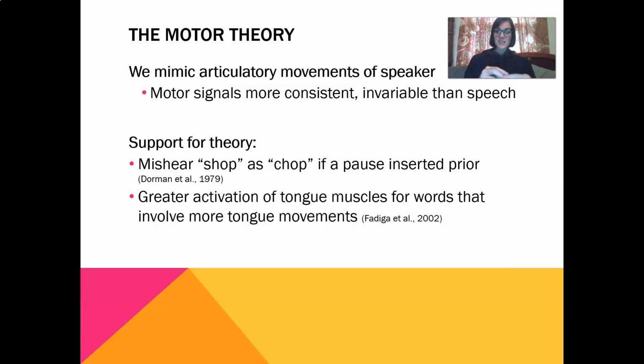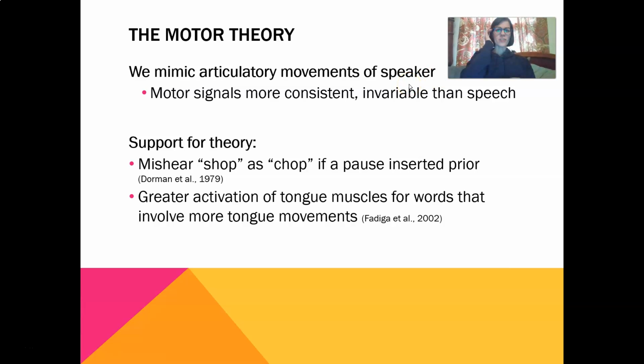And so the motor theory basically says we are able to figure out and segment words in the speech signal because as somebody is talking, we are mimicking the articulation and the articulatory movements of the speaker. So as I am talking to you, according to the motor theory, there is something inside of you that is mimicking every single one of these movements that you hear me making. And the reason that they argued that this was what had to happen is that generally a motor signal is going to be more consistent and more invariable, that means less likely to vary, than speech is.